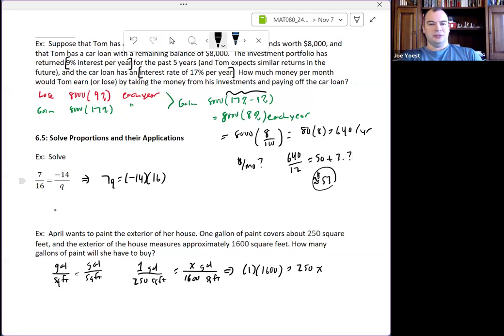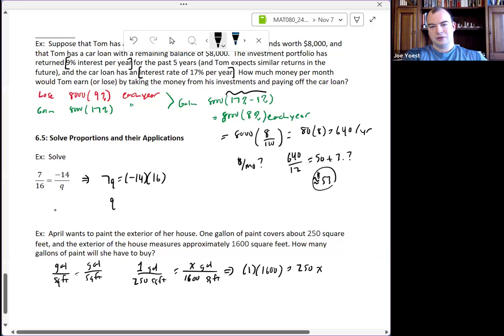Okay, down to this next problem. If we want to solve this proportion, I know I'm going a little quickly here. We've only got 4 minutes or so left, but stop me if you have questions. Solving this proportion, we cross multiply. We get 7 times q, multiplying both sides by q, equals negative 14 times 16, multiplying both sides by 16. Or q equals negative 14 times 16 over 7.